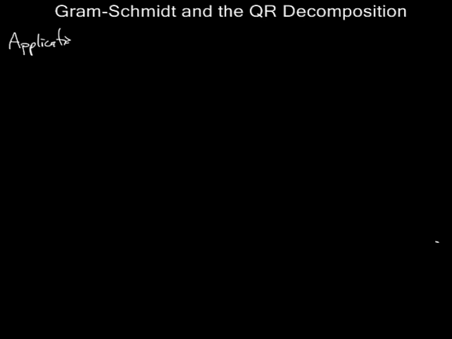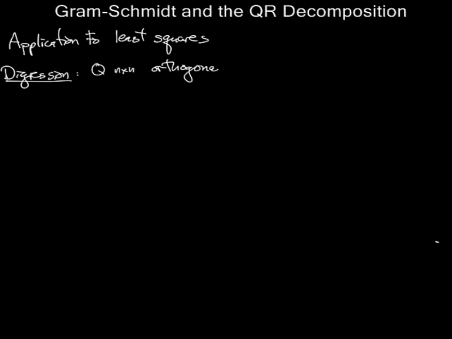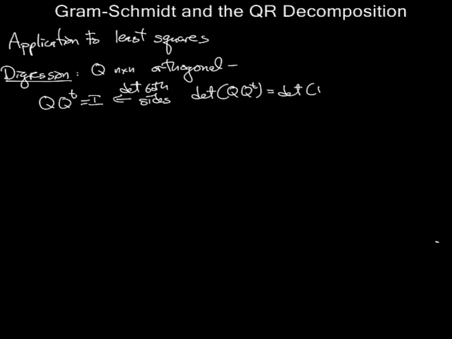Okay, the next thing I'm going to do is give an application of this to computing least squares. And let me have a brief digression here. Suppose Q is an n by n orthogonal matrix. That is to say, QQ transpose is equal to the identity. And if you take the determinant of both sides of this equation, you get the determinant of QQ transpose is the determinant of the identity, which is 1.